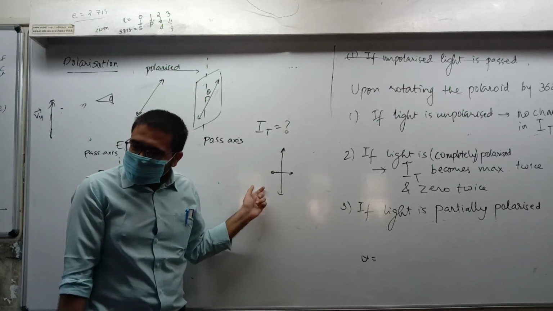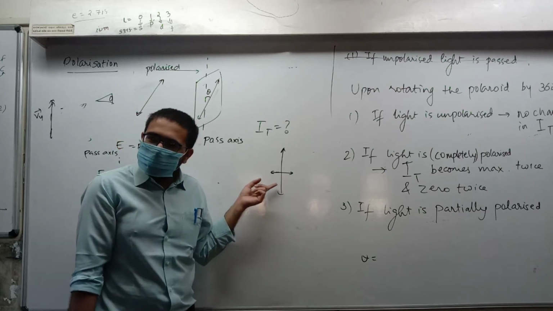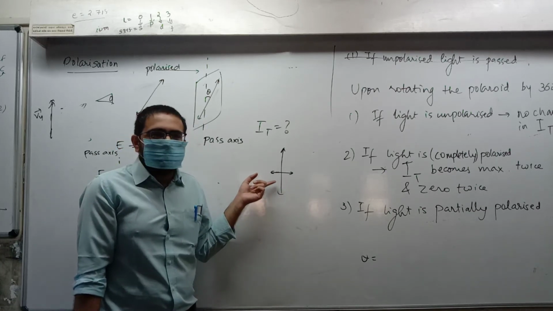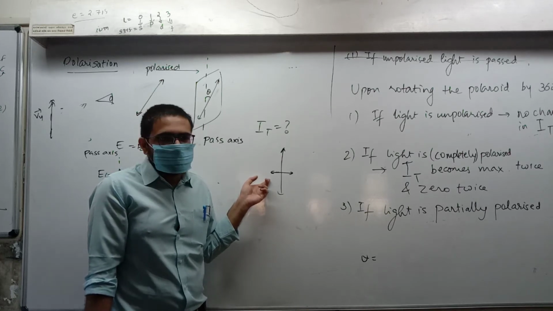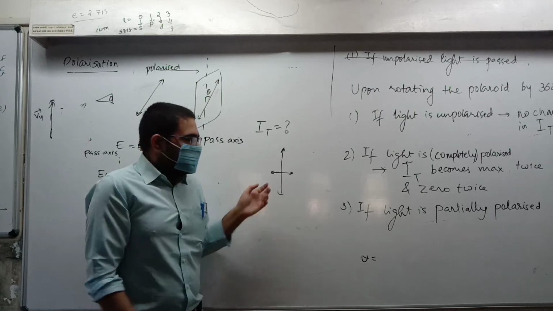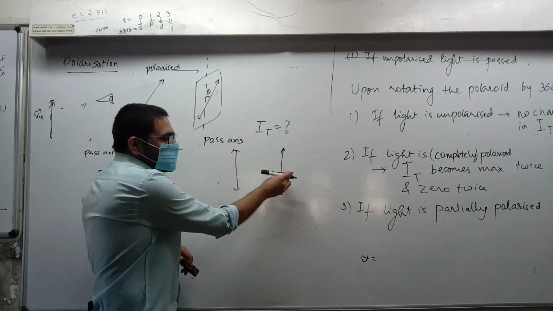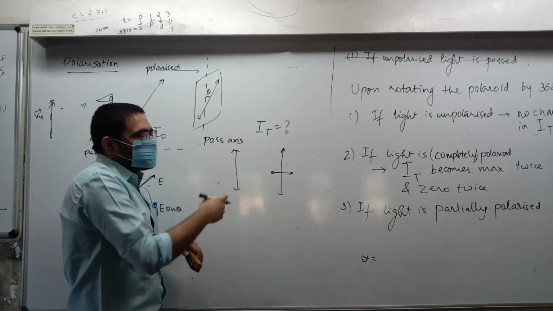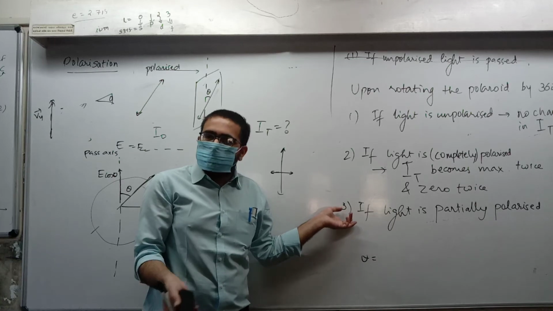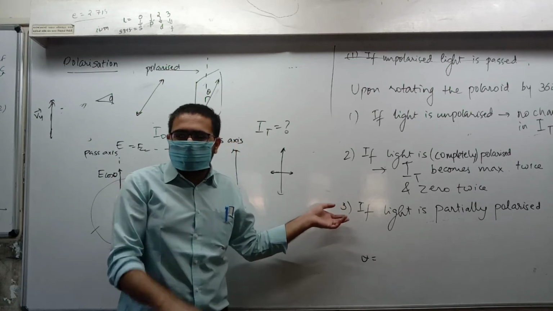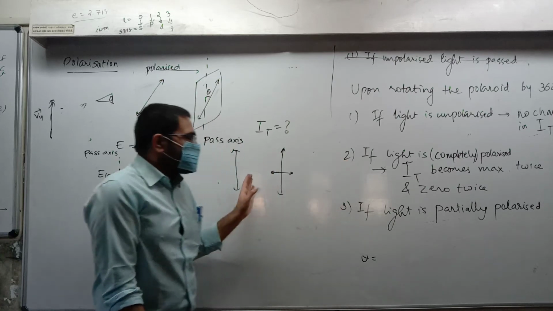Is that the case here? No. Y is more, X is less. Got it? So this kind of light is called what? Partially polarized. Make sense? Everybody? What's the extreme case? Totally polarized. How can we get partially polarized light? By reflection, we can get partially polarized light. So this is what partially polarized light is.